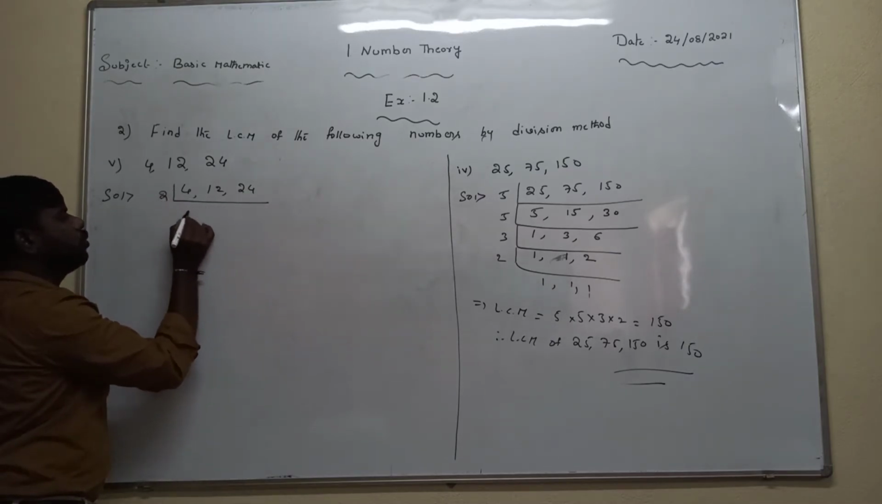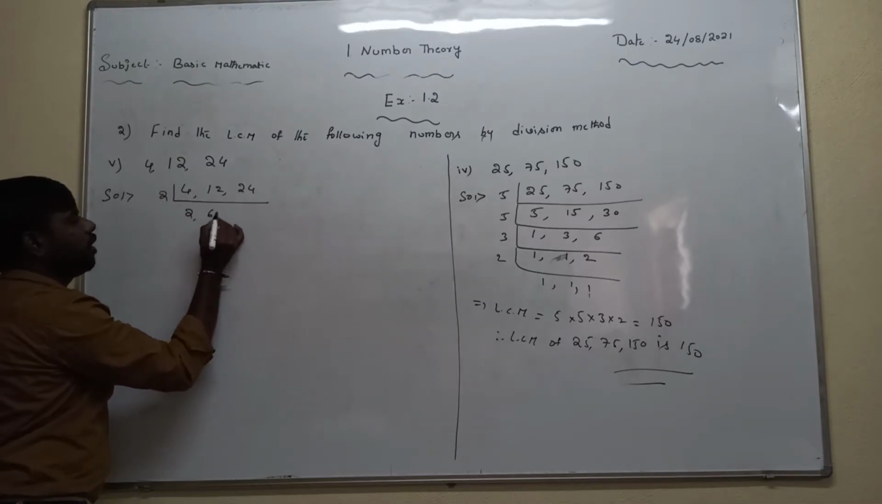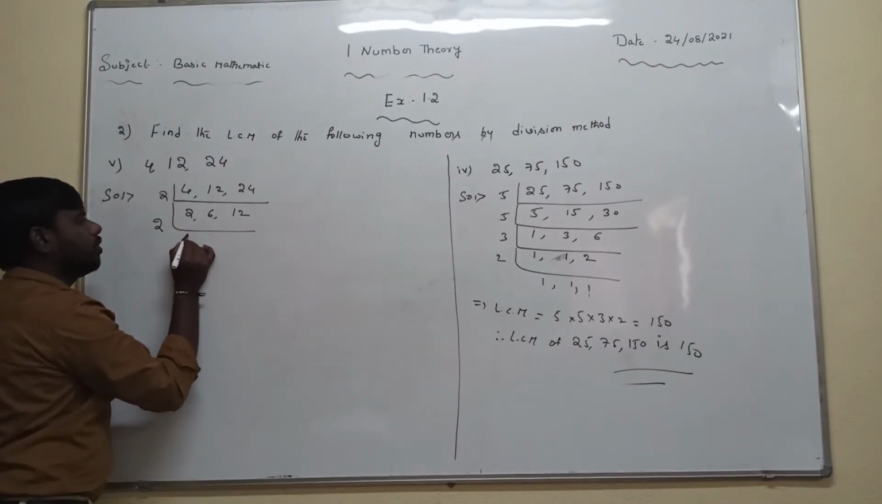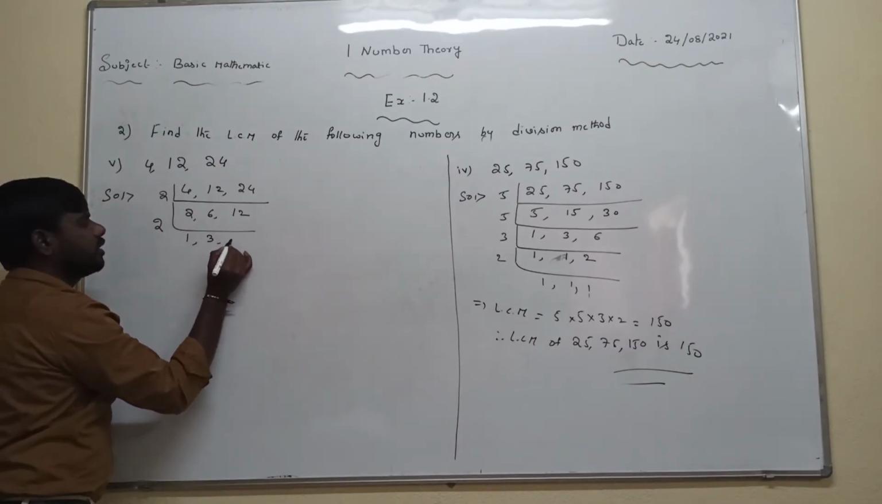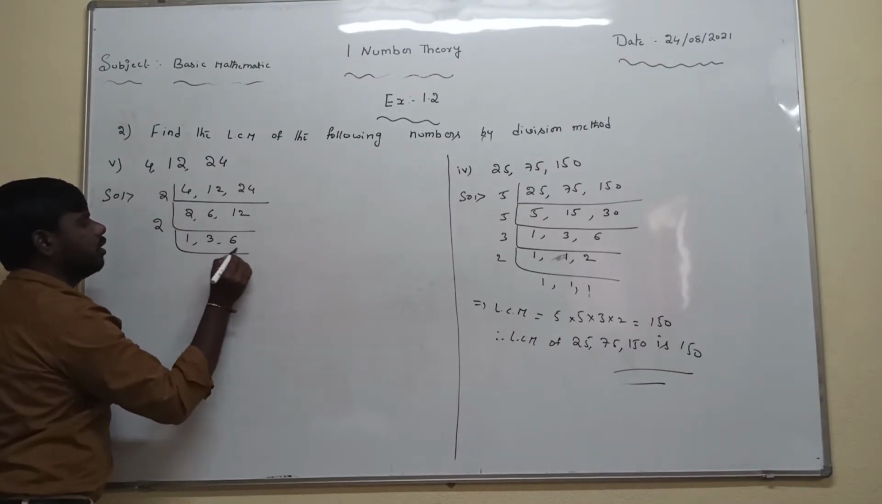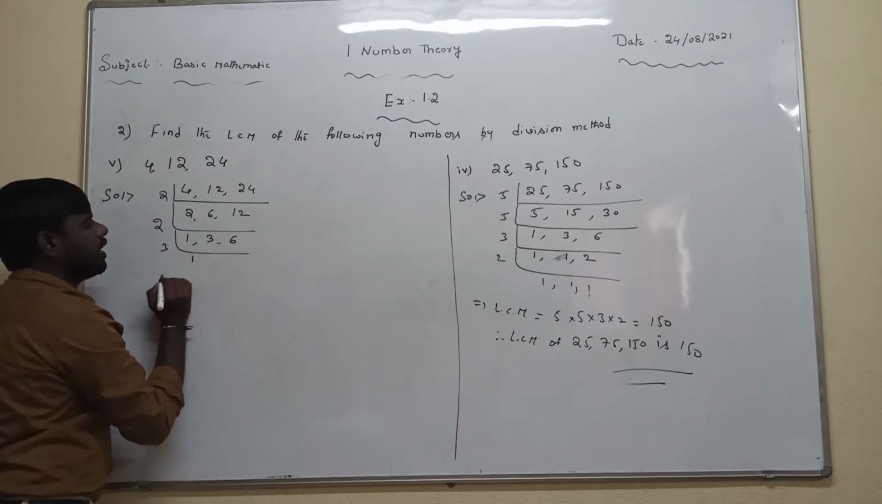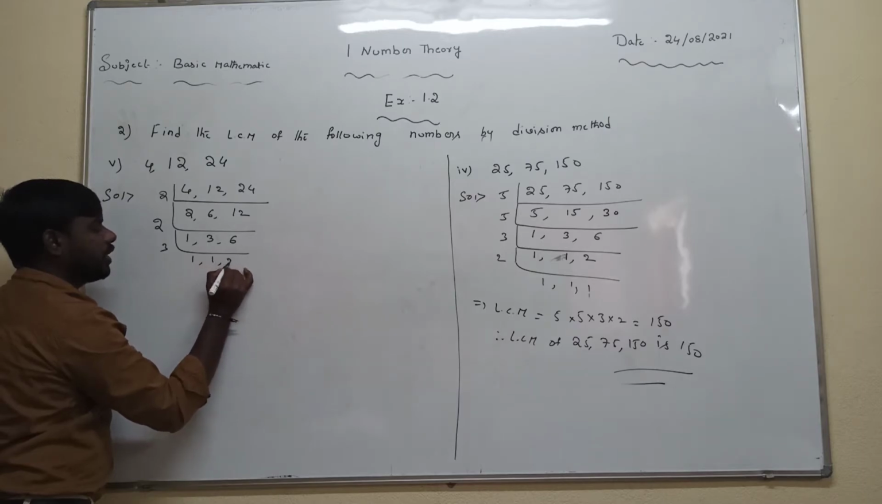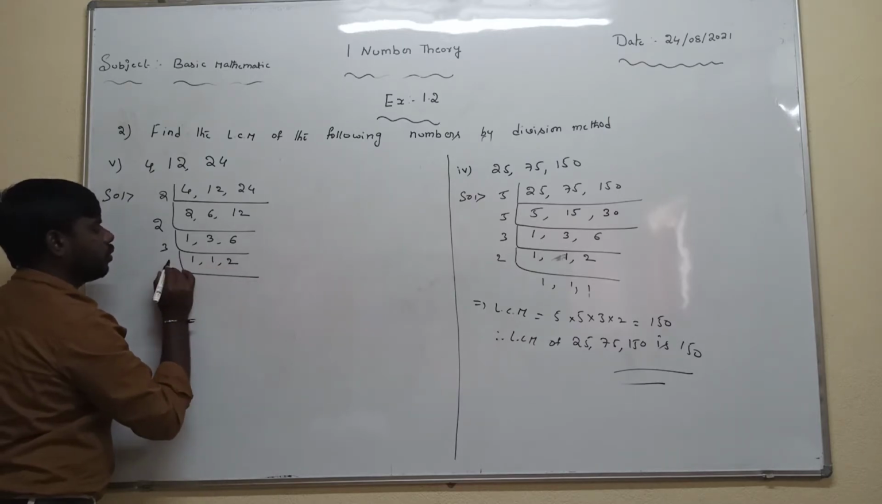So 2 twos are 4, 2 sixes are 12, 2 twelves are 24. Next 2 ones are 2, 2 threes are 6, 2 sixes are 12. 3 we can take. 1 is not divisible by 3, so take 1 as it is. 3 ones are 3, 3 twos are 6. Next we can take 2.